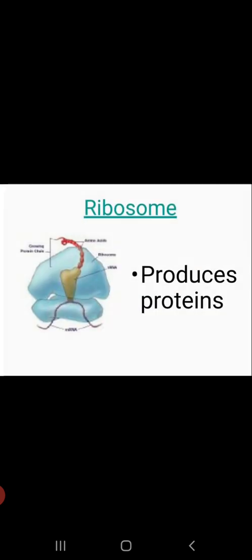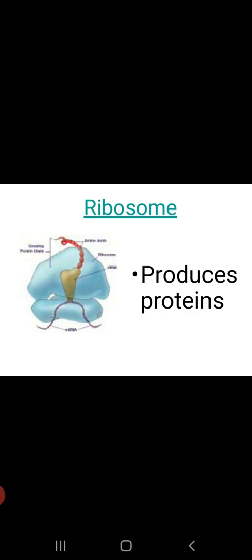Then the next organelle which we have is ribosome. Ribosome कहाँ पे produce होते हैं? Ribosomes are produced in the nucleolus, which is a part of the nucleus, right? So ribosomes are produced in the nucleolus, and the main function of ribosomes is to synthesize proteins for the cell.